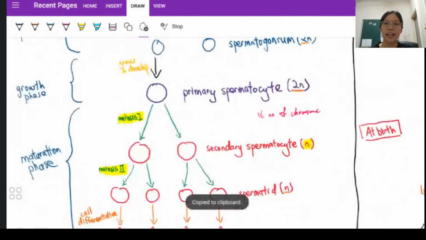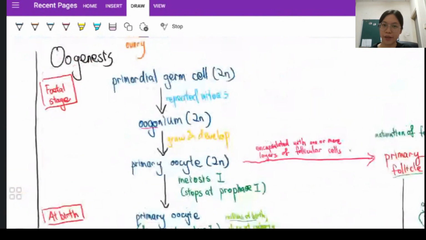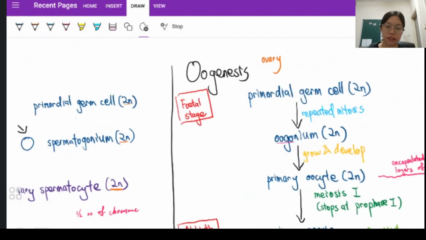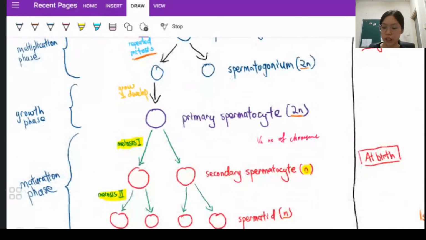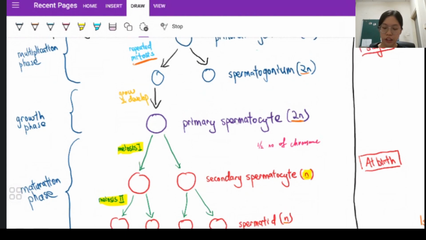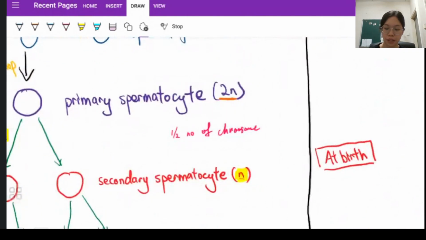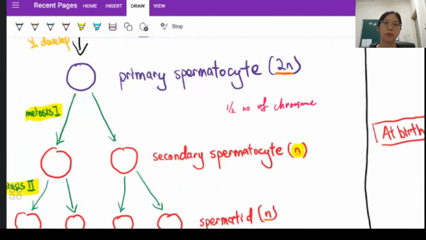Now let's continue to the second one, oogenesis. Spermatogenesis is actually not that complicated, as long as you know the process: mitosis, meiosis, and the change after meiosis 1. Normally they like to trick students with the number of chromosomes. They ask it frequently in objective questions: what the stages are, what you form, and what the number of chromosomes is. A lot of students fall into the trap between primary and secondary spermatocyte.